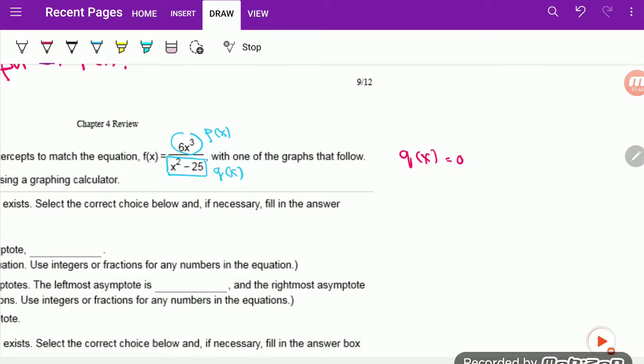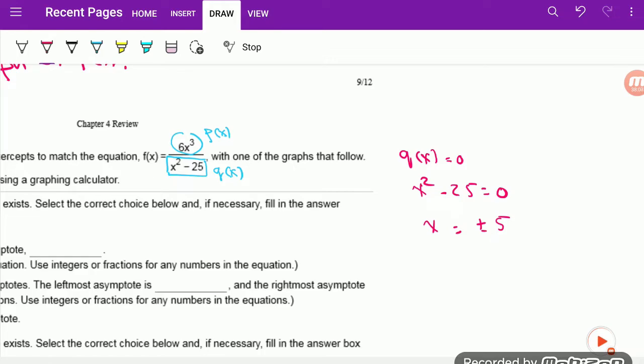This test is for vertical asymptotes. Before we start testing, we look at the common factors. Do we have a common factor among p of x and q of x? No. So now just take q of x: x squared minus 25 is equal to 0. Solve for x, and you get x equals positive and negative 5. We do have two vertical asymptotes, positive 5 and negative 5.